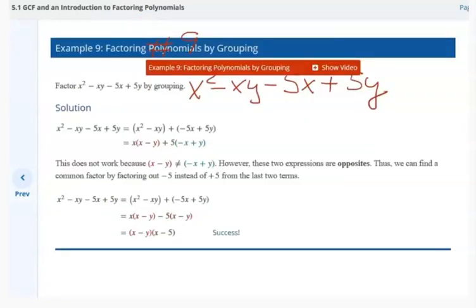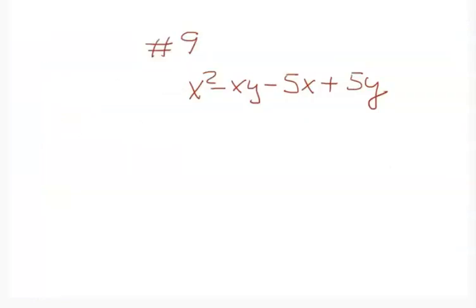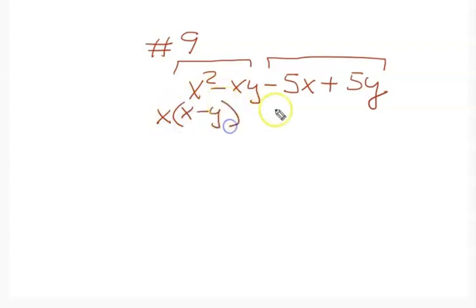Now, this is example number 9, and we're going to factor by grouping. There's 4 terms. There's no common factor among all of them. We're going to kind of break it into 2 parts. And what can I take out of these first 2? If you said an x, that is correct. You get x minus y. Now, if possible, you want to get an x minus y out of these 2 terms. So you have a similar binomial.